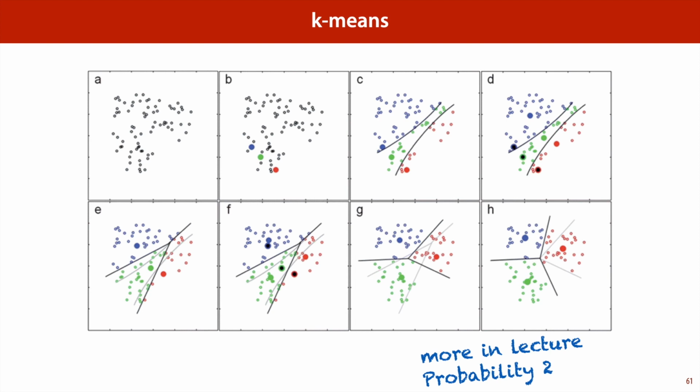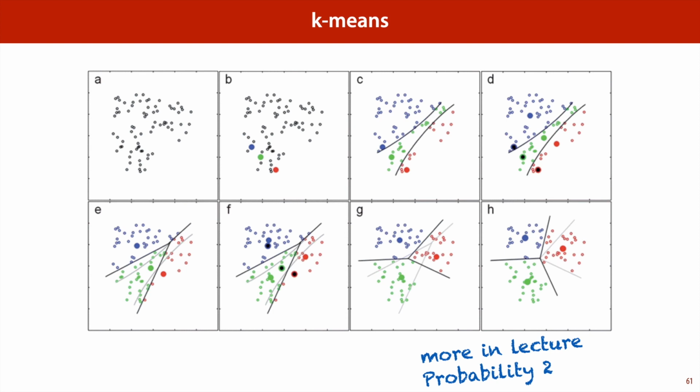And in picture D, we then recompute the locations of these mean values by averaging the locations of all the points. So you see that in picture D, the blue point is now moved to the center of all the blue points, the green point is moved to the center of all the green points, and the red point is moved to the center of all the red points. We then recolor the points according to which mean they are closest to, and we iterate these 2 steps. We recompute the means, recolor the points, recompute the means, and so on.